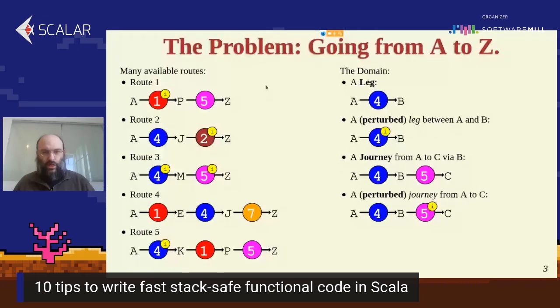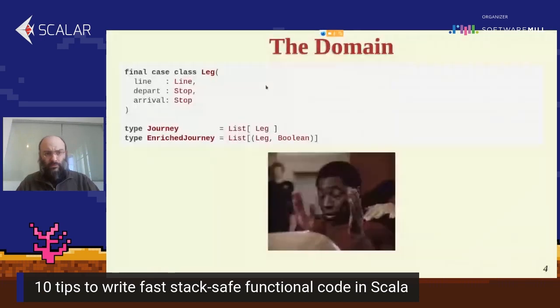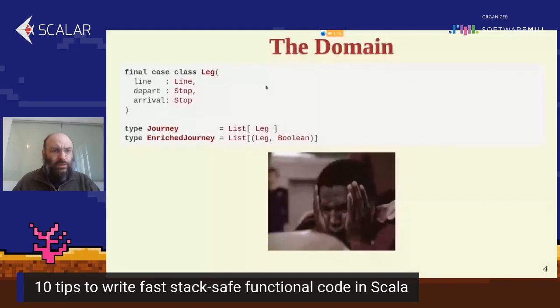On the right, you see a leg going from A to B, and a perturbed leg is from A to B, but there is some problem. The problem may be that it might be complicated to go into this zone, or it may take longer than usual, or there might be some other complication. A journey is just a sequence of legs, and a perturbed journey is a journey where something goes wrong. So, the domain modeling in Scala is not that difficult.